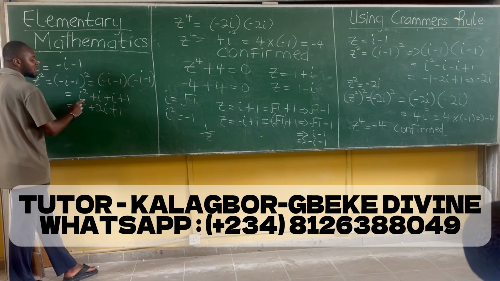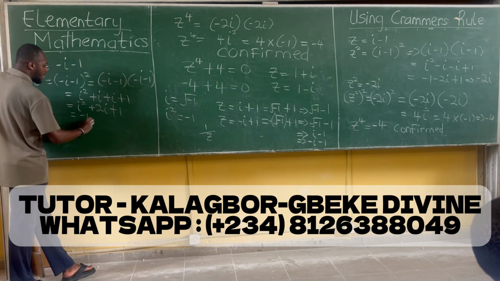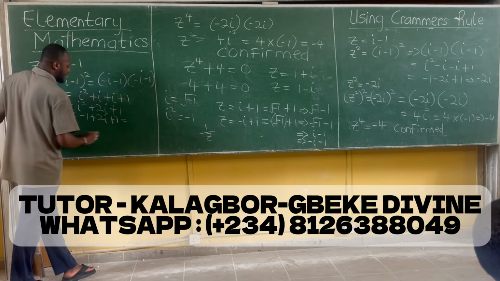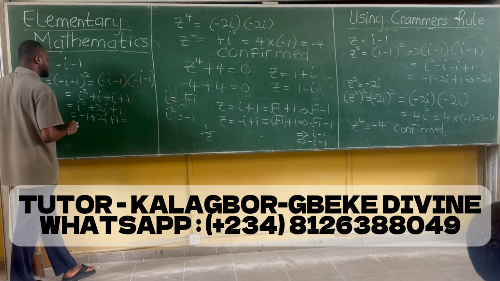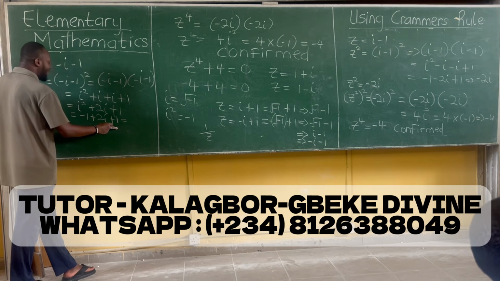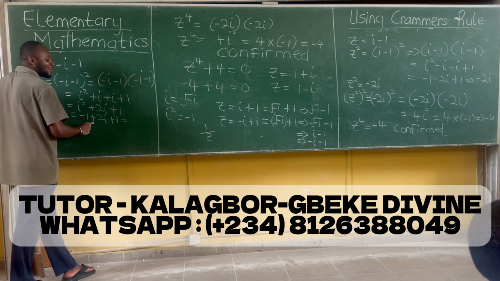And we know that i squared is equal to minus 1, right? So we now have minus 1 plus 2i plus 1. Minus 1 plus 1 is 0. So we are left with plus 2i.